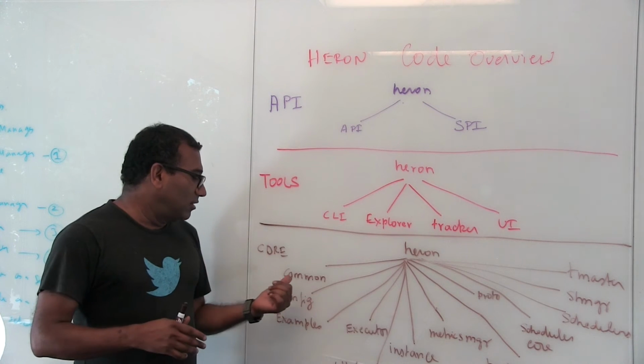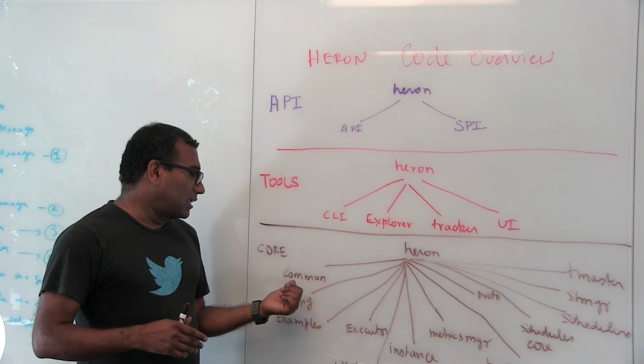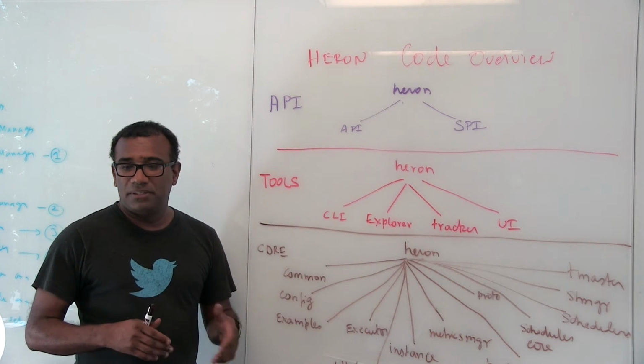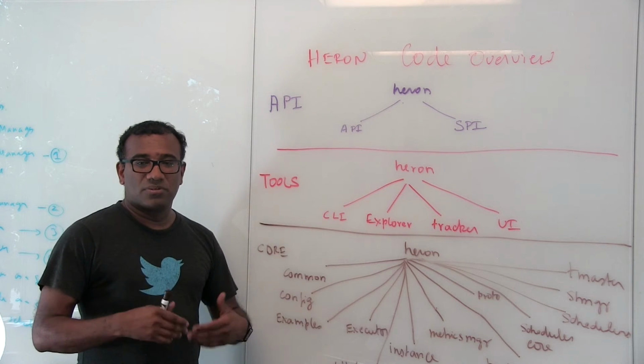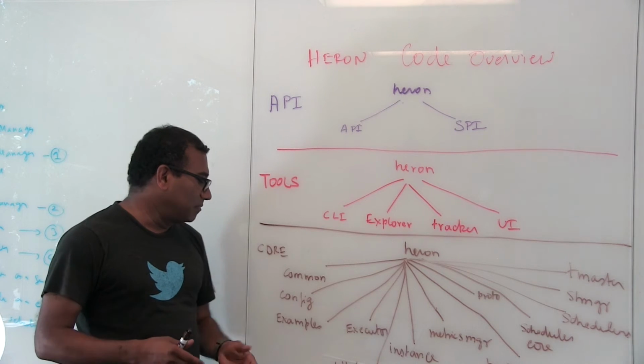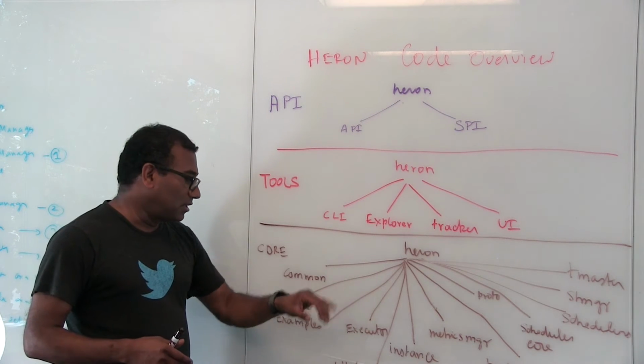Within each directory, it's organized by language. For example, common source CPP means it's a C++ file, common source Java means it's a Java file, and common source Python means it's Python files. That's how the common and other directories are organized.